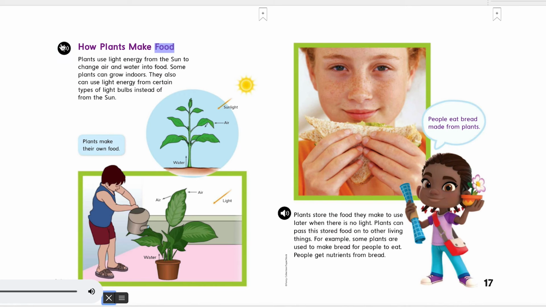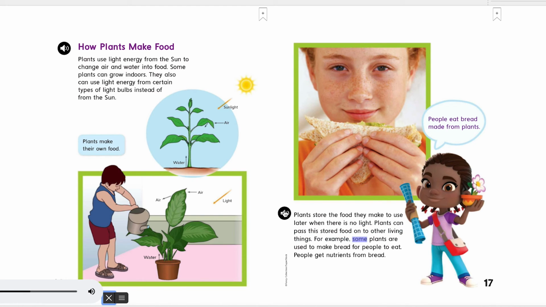How plants make food. Plants use light energy from the sun to change air and water into food. Some plants can grow indoors. They also can use light energy from certain types of light bulbs instead of from the sun. Plants make their own food. Plants store the food they make to use later when there is no light. Plants can pass this stored food on to other living things.